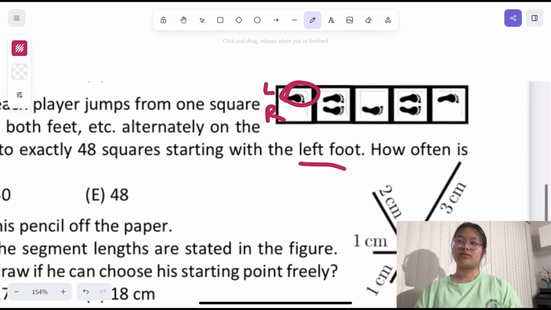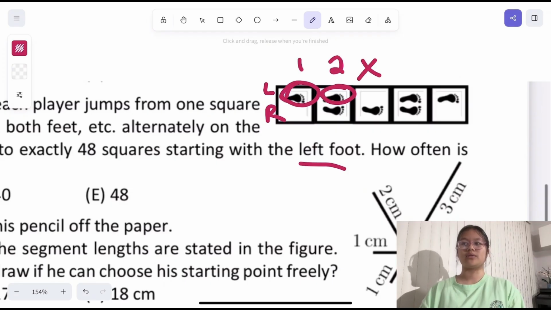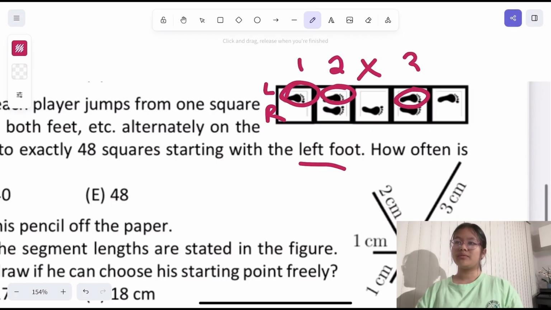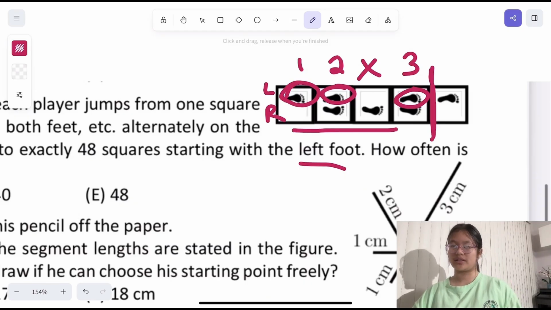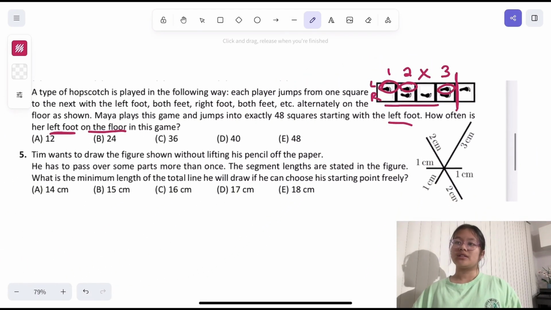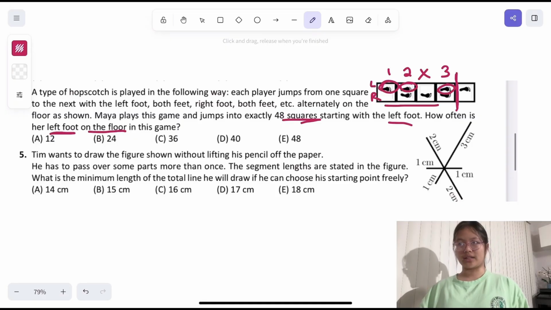So we can circle which one's the left foot, so that's 1. That's 2. The third box has no left foot, so we don't count that. The fourth box has a left foot. And then that line is where the pattern ends. After that, the pattern just restarts over again and keeps going. And it says exactly 48 squares, so we're going to underline that.